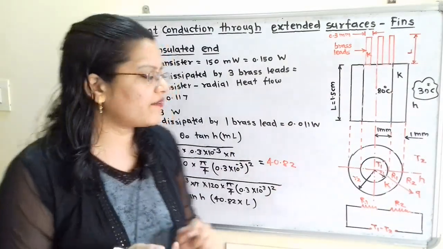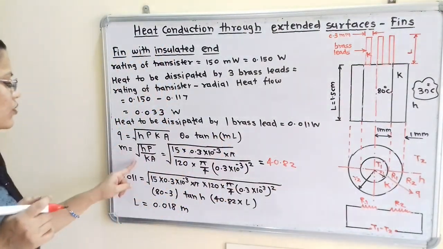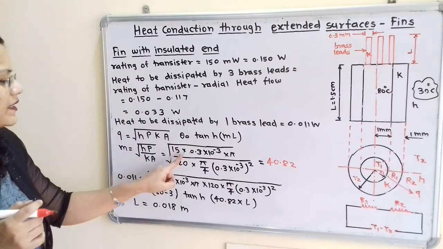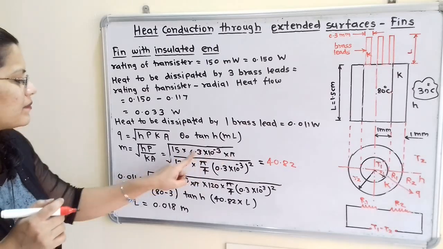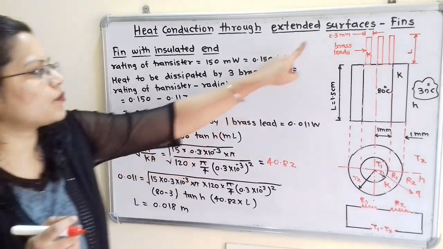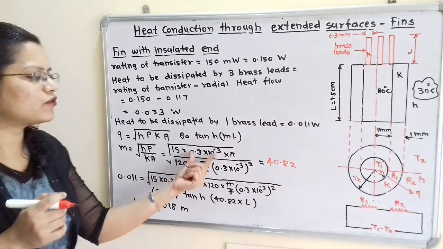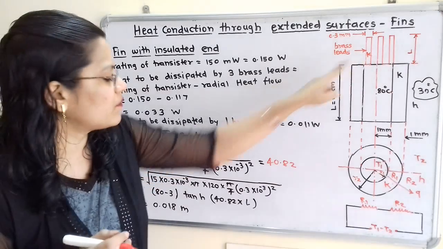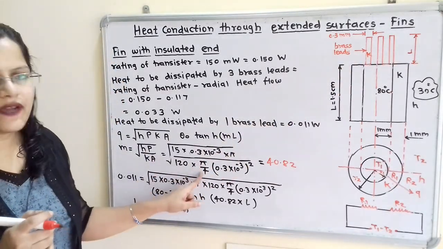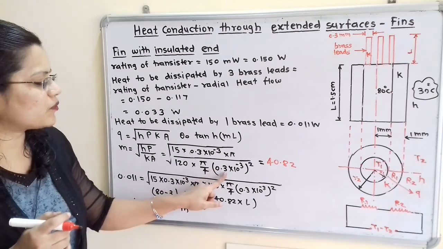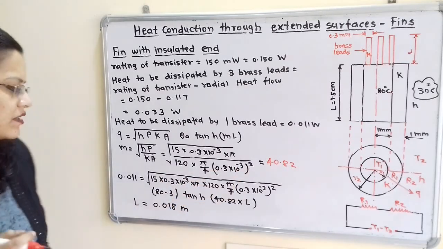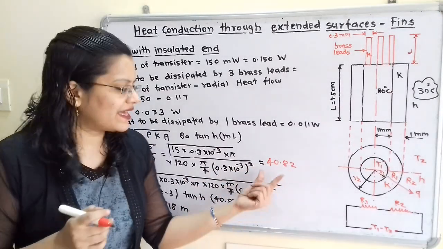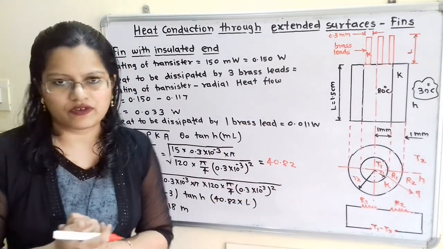So how to calculate the value of M? M we have formula, under root of H P by K A. So under root of H 15 into pi d, that is pi multiplied by diameter 0.3 into 10 raised to minus 3. We have to use the standard unit, that is meter, divided by K. K is given 120. A, area, pi by 4 d square, that is pi by 4 into bracket 0.3 into 10 raised to minus 3 bracket square. If we solve this, we will get the answer 40.82. With the help of calculator we can easily calculate this.